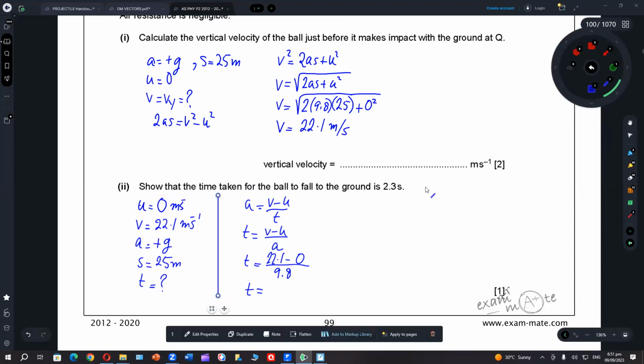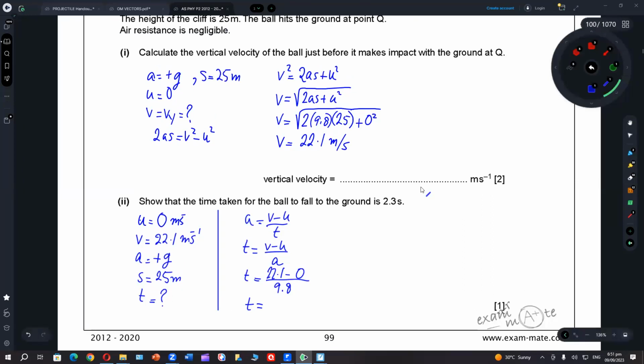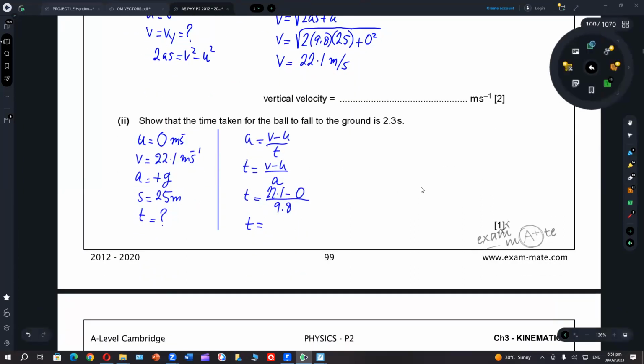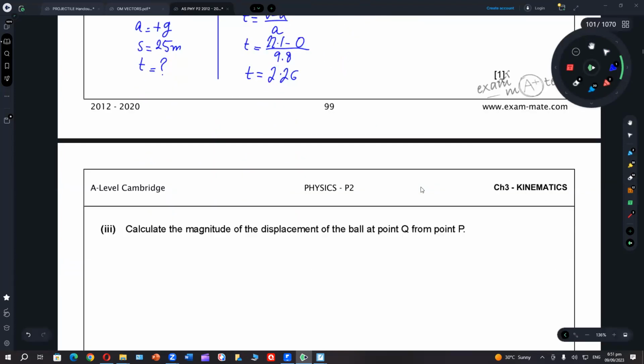So the answer to 2 decimal places would be 2.25. 2.3, 2.25. If you round it to two significant figures, it's going to be 2.3. 2.26 or 2.23 is fine. For two significant figures it is 2.3.